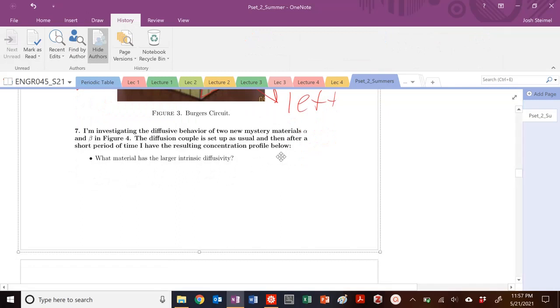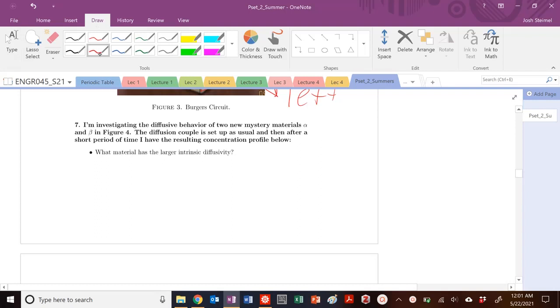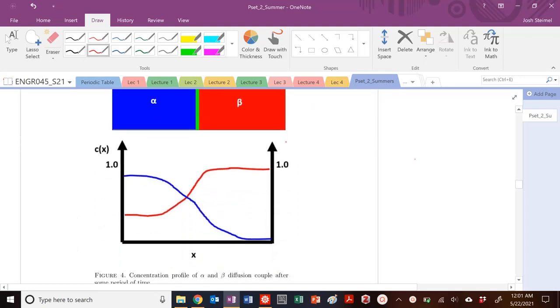All right, let's go ahead and work on number 7 now. So I'm investigating the diffusive behavior of 2 materials. Diffusion couple setup as usual. Short period of time, have the resulting concentration profile below. So we know because B is diffusing more, it has a higher concentration into alpha, that the diffusivity of beta is greater than the diffusivity of alpha.